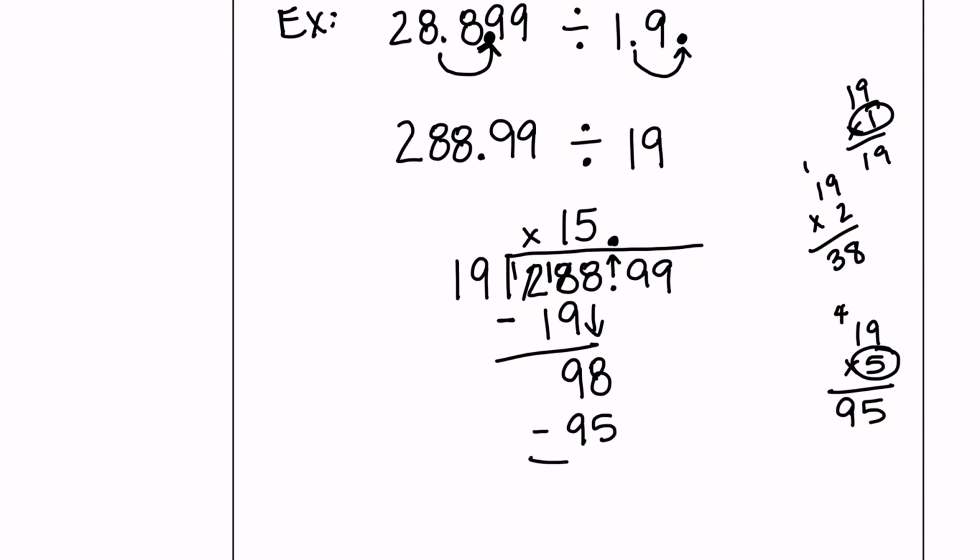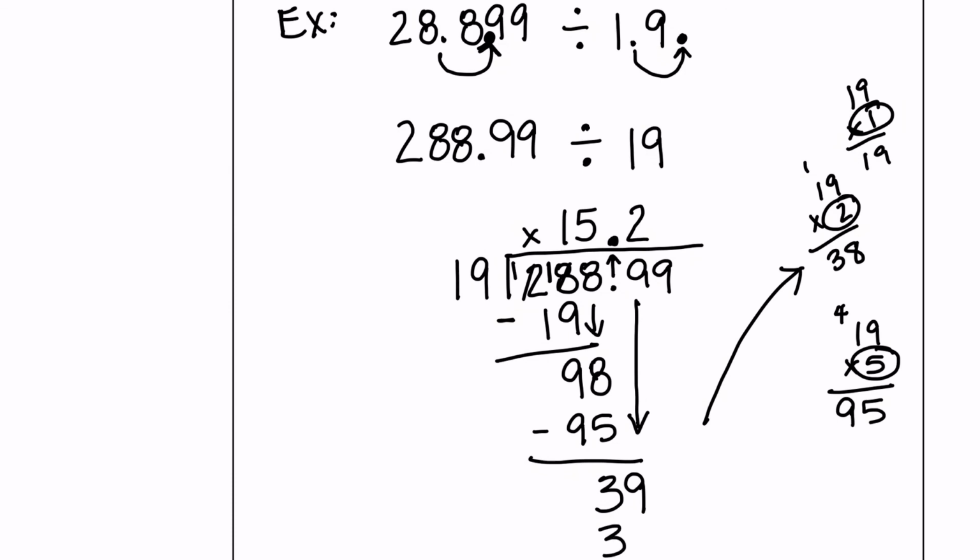I'm going to subtract again. 8 minus 5 is 3. I have to bring down the next digit in my number, which in this case is a 9. Now, if you look at your bank, 39, well, I've got 38 up here. 19 times 2. So I'm going to use that 2, and I'm going to place it right here above the 9. 19 times 2 is 38.